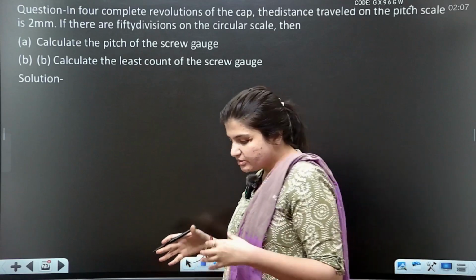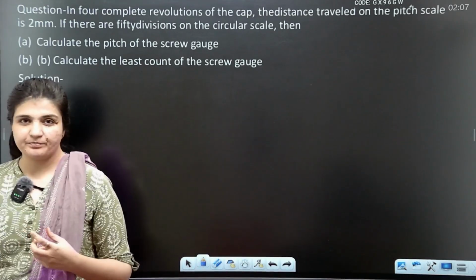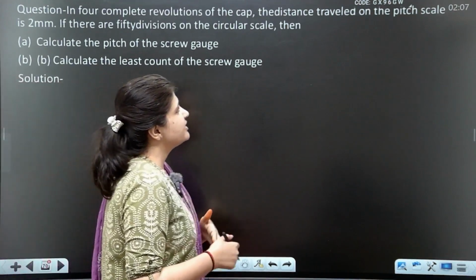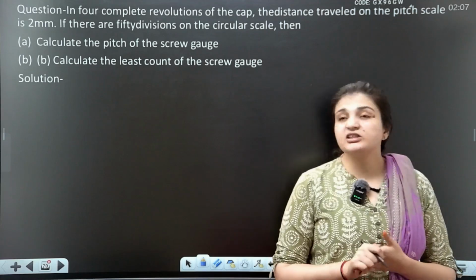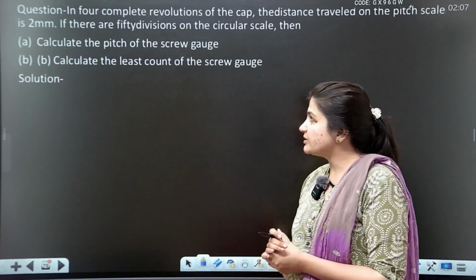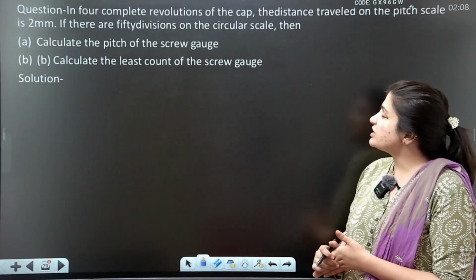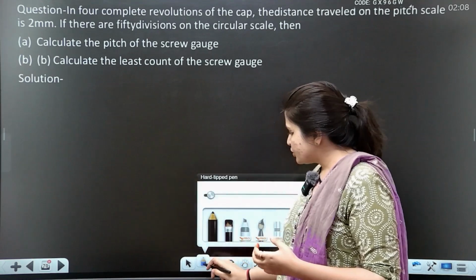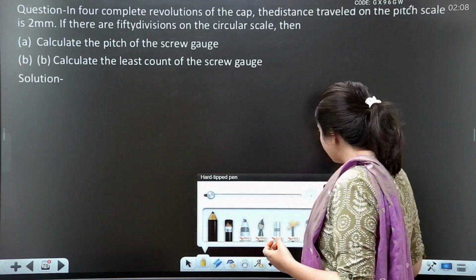Now students, we will look into the numerical. So what is the numerical? In 4 complete rotations, the distance travelled on the pitch scale is 2 millimeter. If there are 50 divisions on the circular scale, then what is the pitch? So now students, we will understand the numerical.